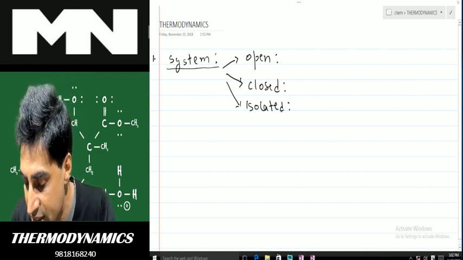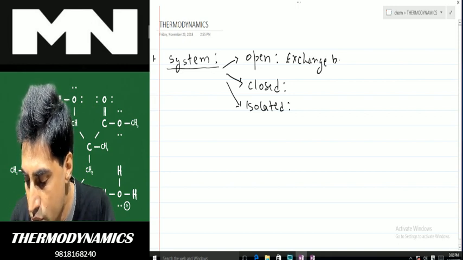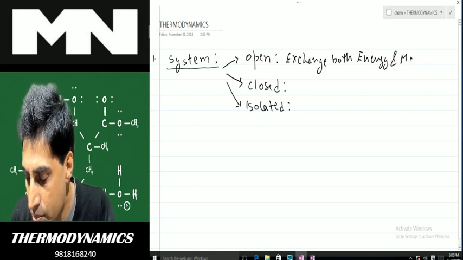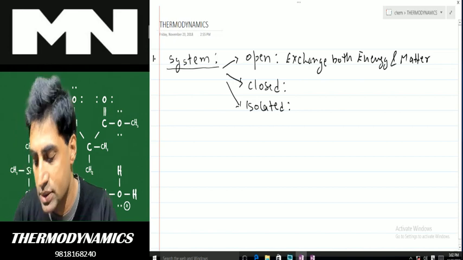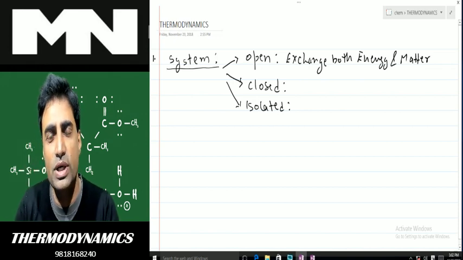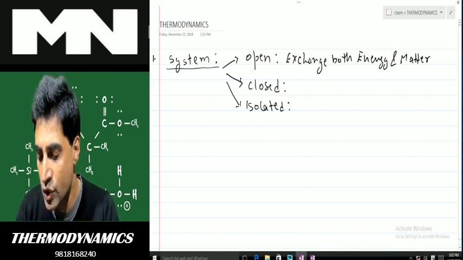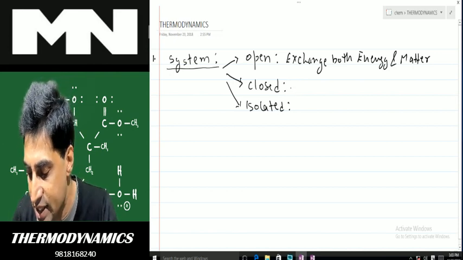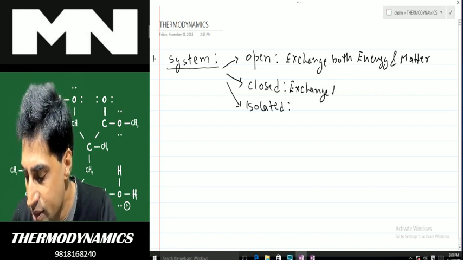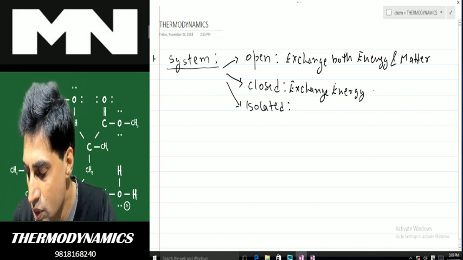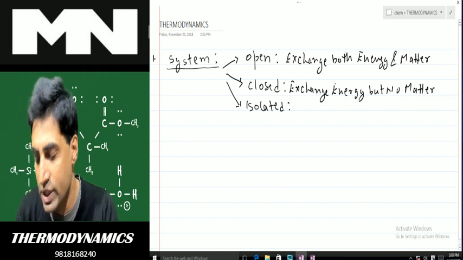So an open system can exchange both energy and matter with surroundings. Take the same glass of hot water; if you cover it with a lid, it can exchange heat but cannot exchange vapors with the surrounding. So a closed system can exchange energy but no matter with surroundings.